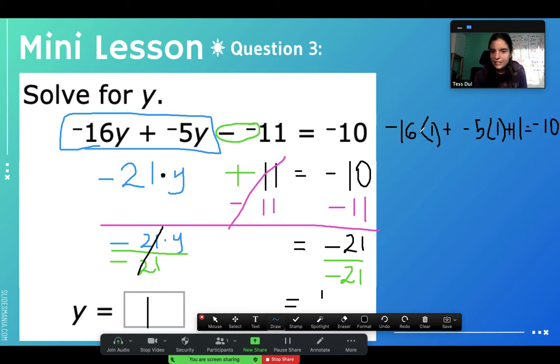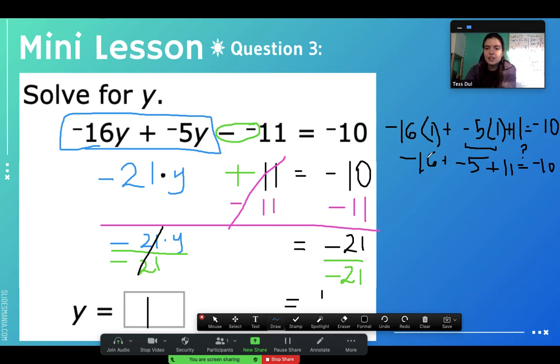When we do negative 16 times 1, that should give us negative 16. Then it says add negative 5 times 1. Because of order of operations, PEMDAS, we're going to multiply these first. Should give us negative 5. So negative 16 plus negative 5. Then we're going to add 11. And does that equal negative 10? Just going to put a question mark because we're checking our work.